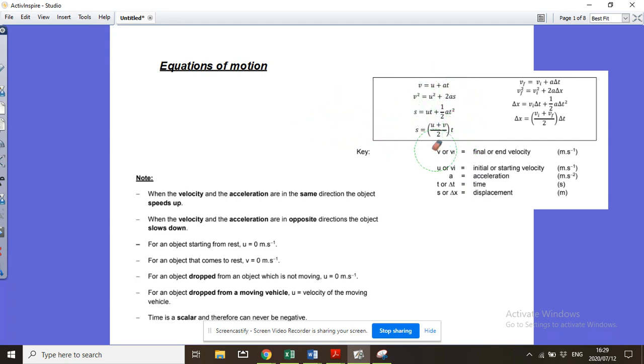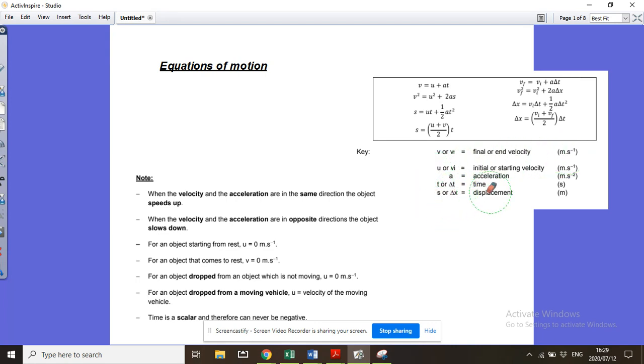So for these values, we've used most of them already. You know that V, or VF then, is our final velocity or our end velocity. All the velocities are going to be in meters per second. And remember, if it's something that's moving in a straight line, velocity and speed at a specific time will be exactly the same thing. Velocity is just the vector and speed is the scalar. Please keep that in the back of your mind.